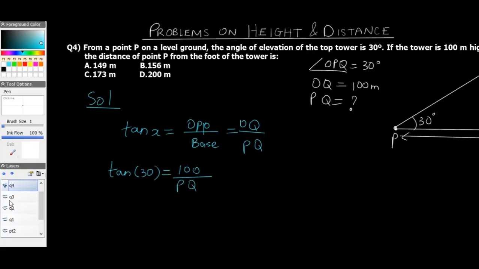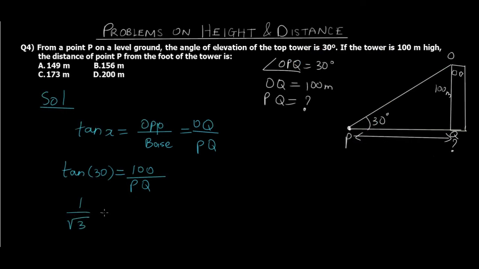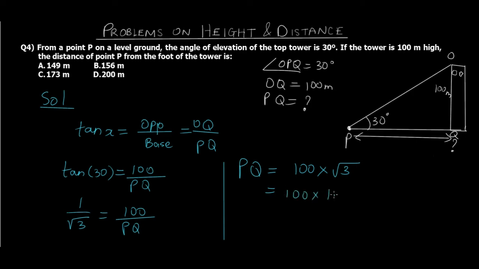So tan 30, as you can see in point number 1, tan of 30 is 1 upon root 3. So 1 upon root 3 is equal to 100 upon PQ. So ultimately PQ is equal to 100 into root 3, which is going to be 100 into 1.73, which is going to be 173 meters. So this is our final answer. So option C would be the final answer.